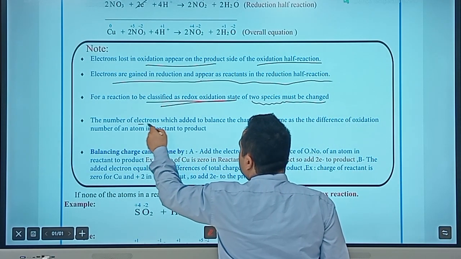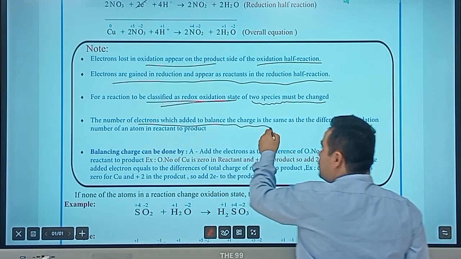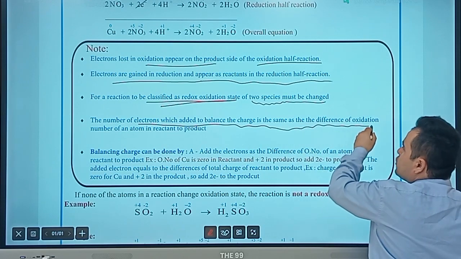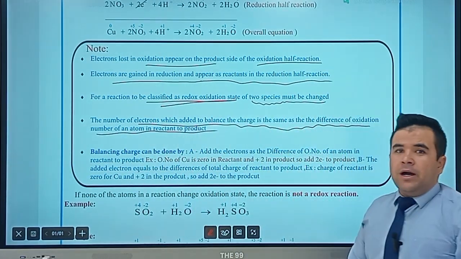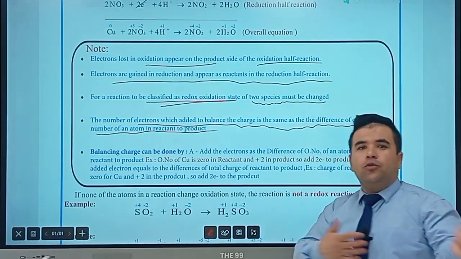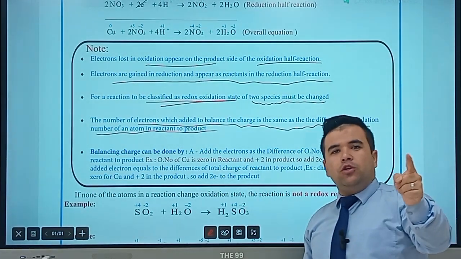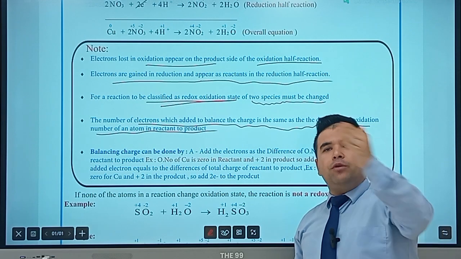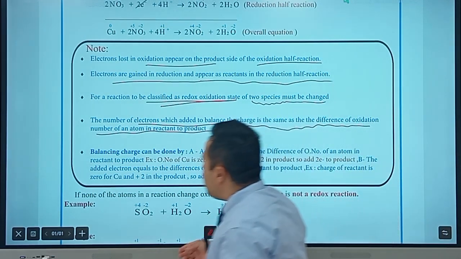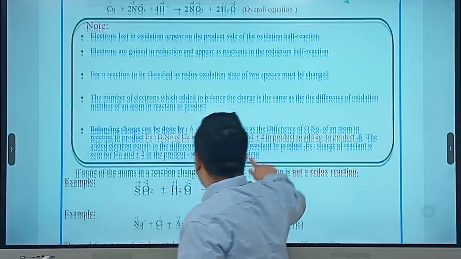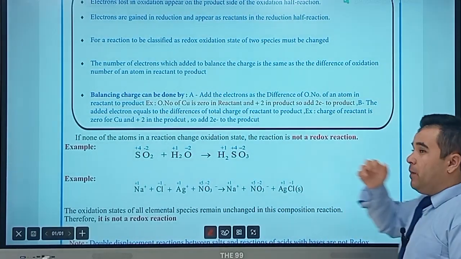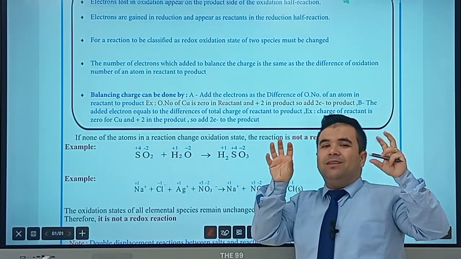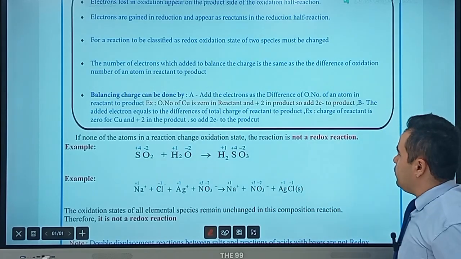The number of electrons added to balance the charge is the same as the difference of the oxidation number of an atom from reactant to product. As I told you, how many electrons we add, 2, 3, 4, is the difference between the oxidation number of the atom from reactant to the product. How do we balance the charge? Two techniques can be used: one by oxidation number, and one by taking the total charge from reactant to product.